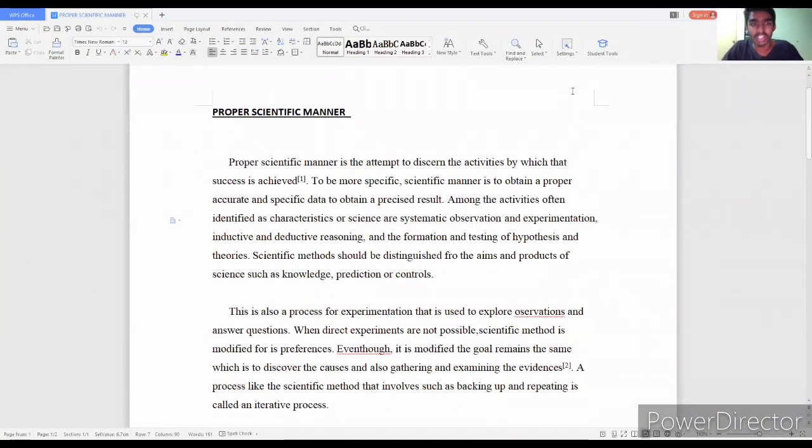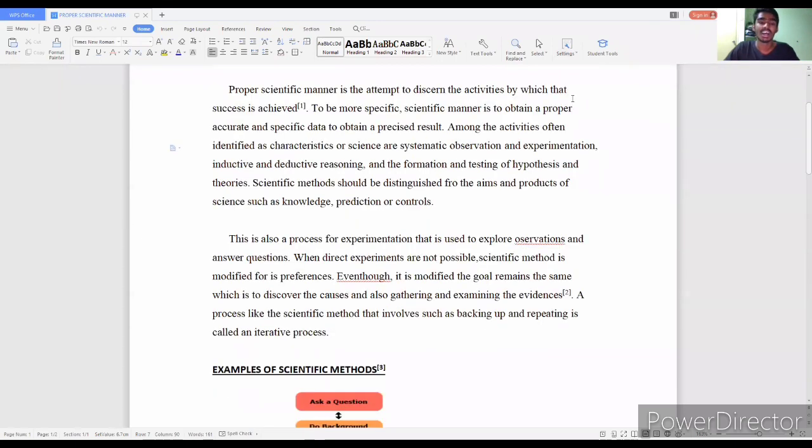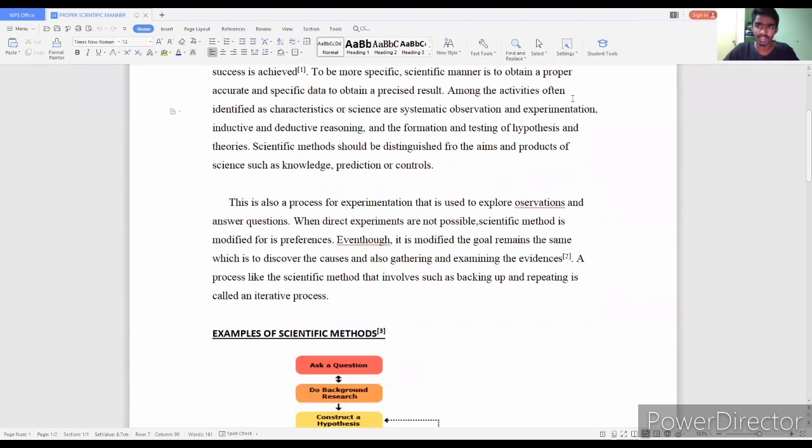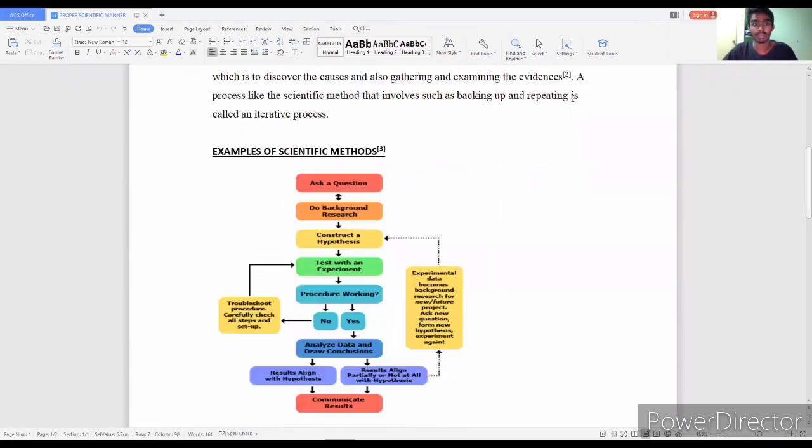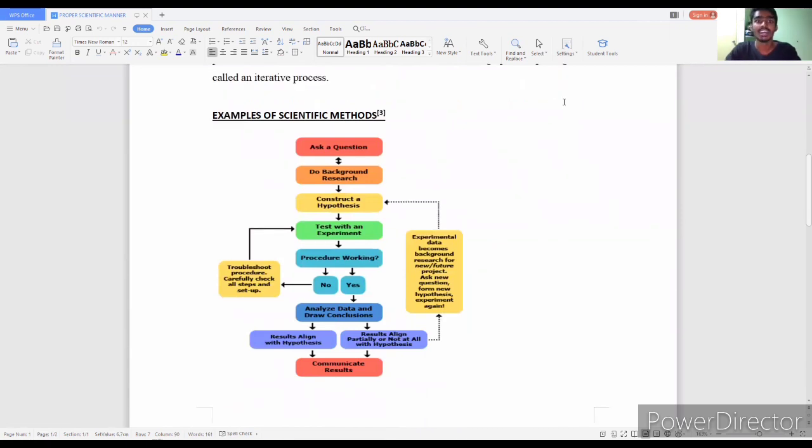So hello guys, today we're going to talk about the proper scientific manner. Proper scientific manner is the attempt to discern the activities by which that success is achieved. To be more simple, it's an experimentation that is used to explore and answer questions. It might sound complicated, but when you see this diagram, it's easy. At first we ask a question, we do background research, and we construct a hypothesis and test our experiment, which our team, the Fusions, decided to do as a questionnaire, and we got the responses perfectly.